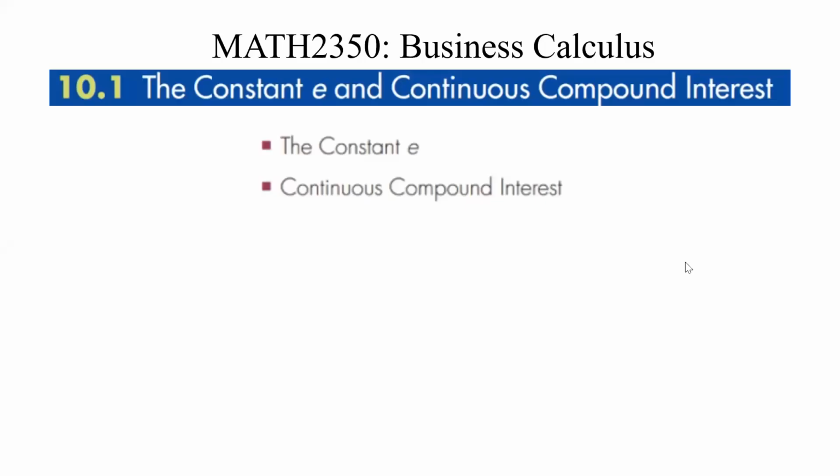All right, so now we're in chapter 10. This is 10.1 on the constant e and continuous compound interest. So we're going to talk about the constant e and also continuous compound interest.